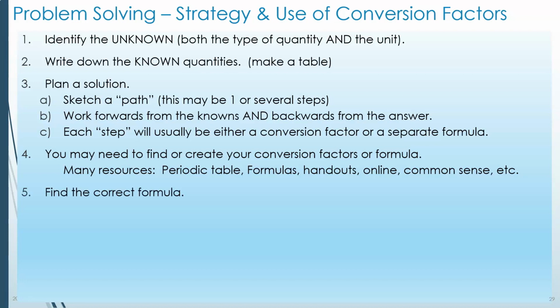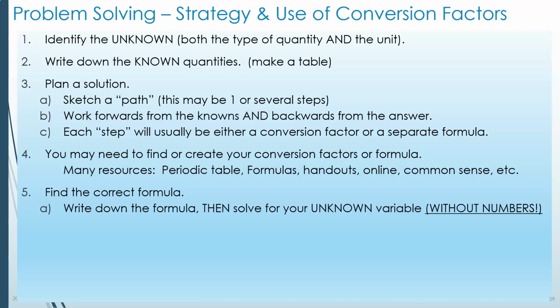You need to find your correct formula. You're given a table of formulas, and some you may have to generate yourself. So write down the formula, then solve for the unknown variable without even putting the numbers in. A lot of people like to put the numbers in right away without solving for the unknown that they want.